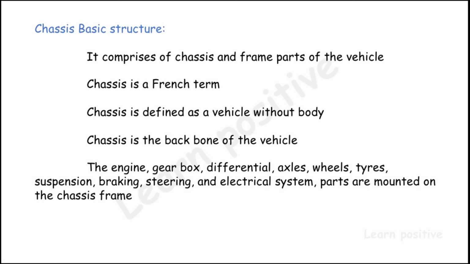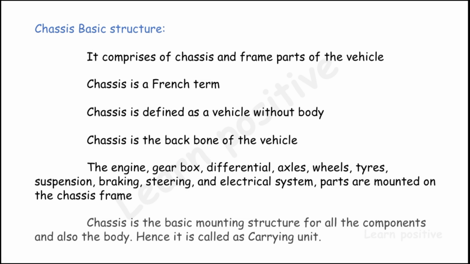Components like the engine, gearbox, differential, axles, wheels, tires, suspensions, braking system, steering system and electrical system are mounted on the chassis only. The parts are mounted on the chassis frame, and it also has a clamping system to mount the body on it. Hence it is called the carrying unit of the vehicle. Without the chassis, no vehicle can be built. We will discuss the chassis layout further.